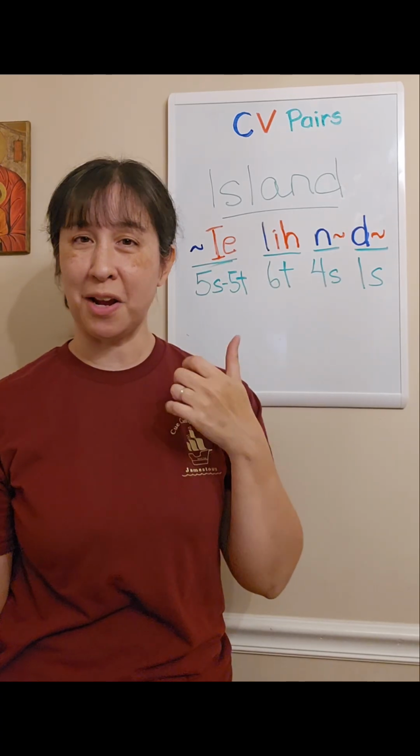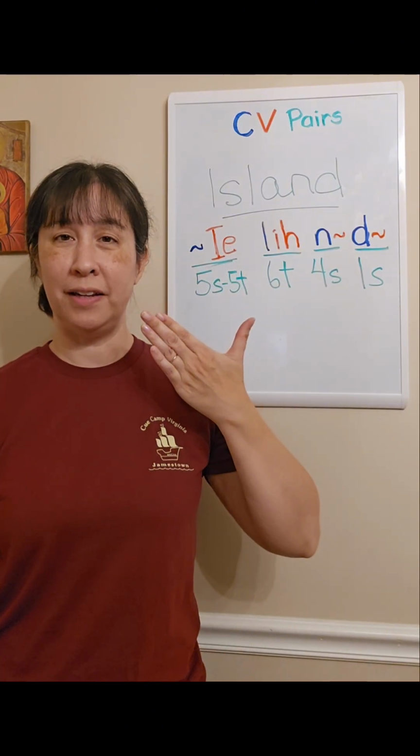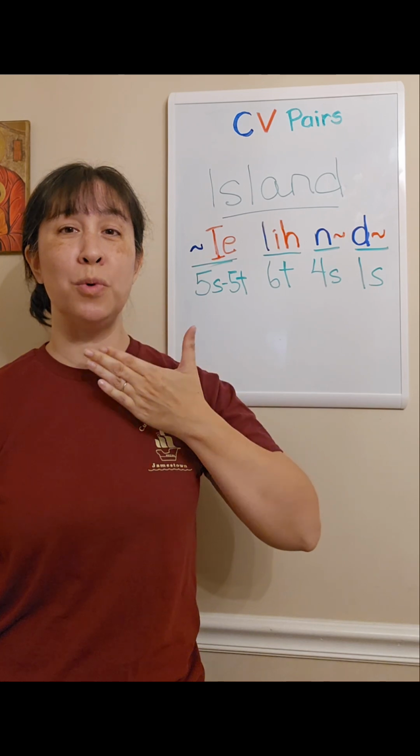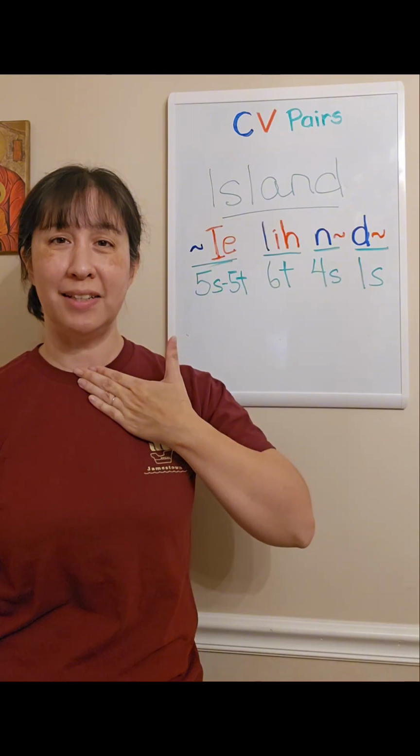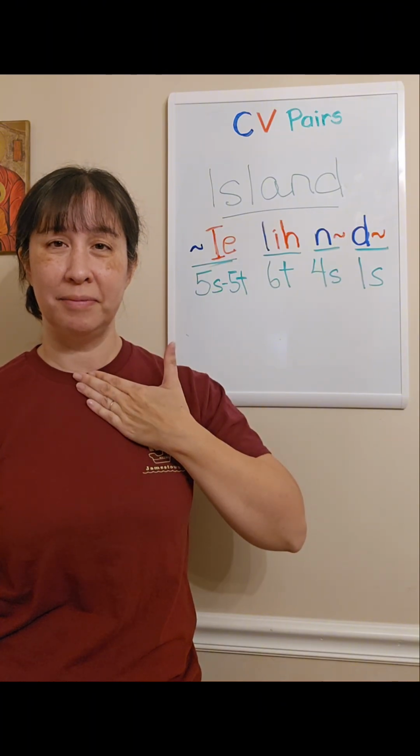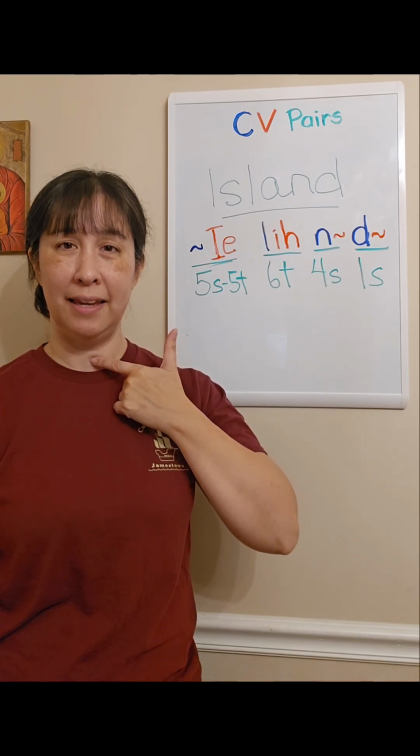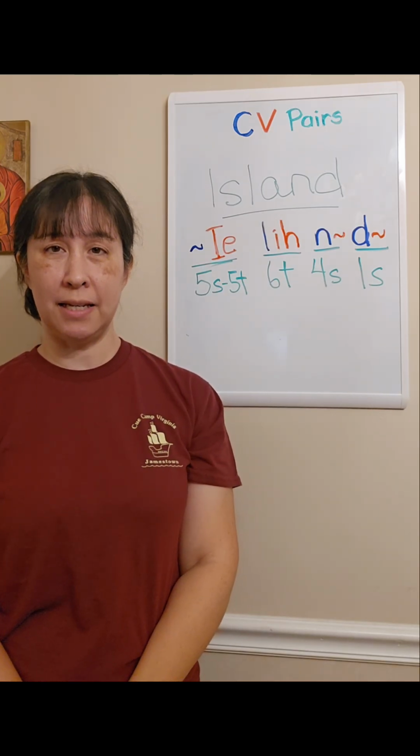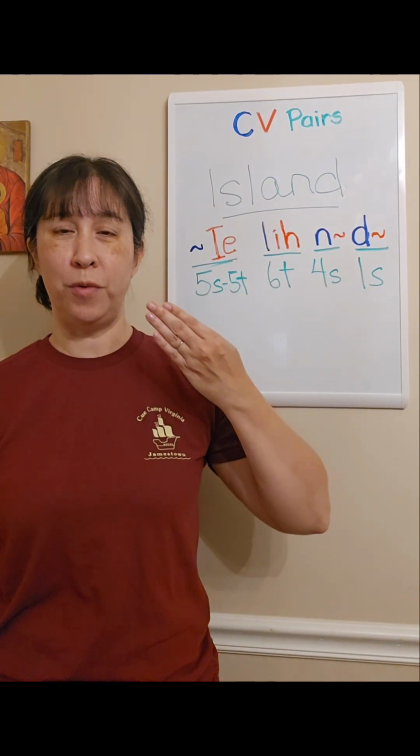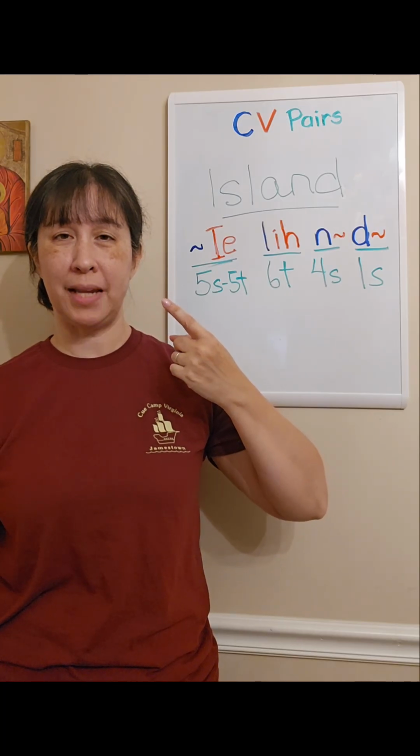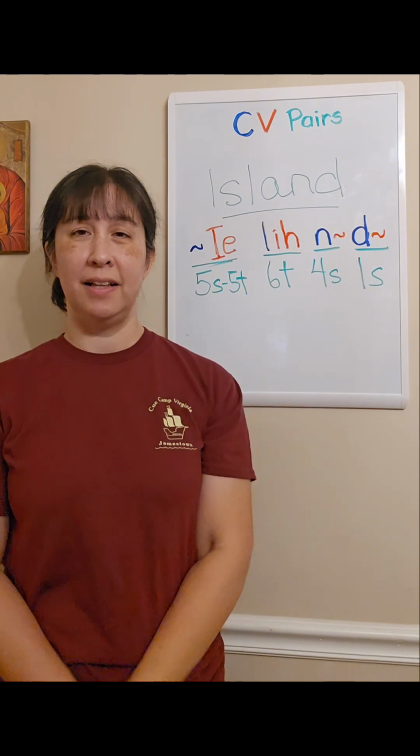4 CV pairs. Are you ready? So for I, you have hand shape 5, start at the side, and swoop it to 5 at the throat. You didn't change the hand shape. Li is 6 at the throat. N, d. They're both at the side. So once you're over there, don't move them. You have 4 and 1 at the side. N, d. Let's put it all together.